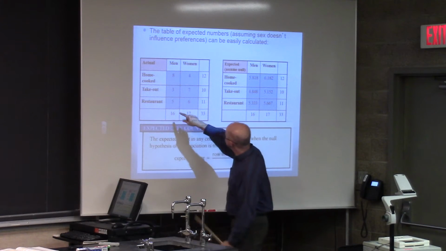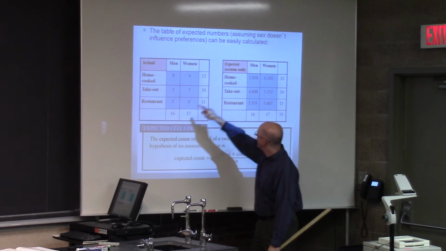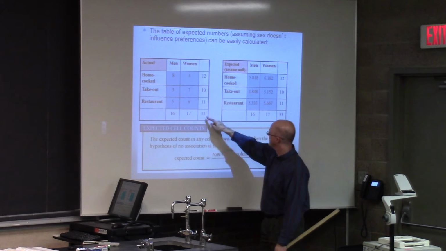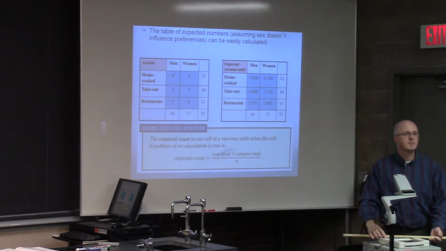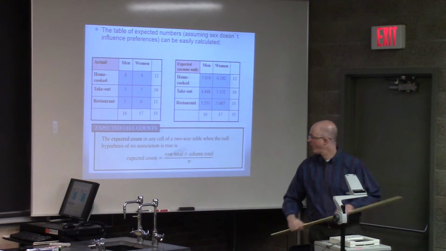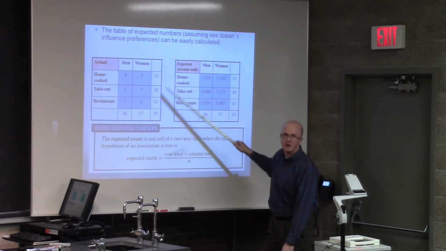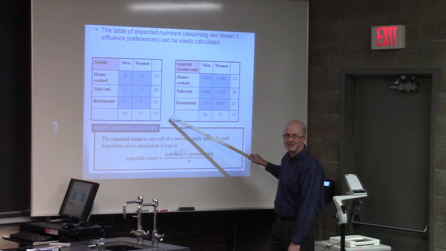If you now take 16, the column total for the number of men, that's the total number of men, and multiply times the fraction 12 out of 33, that would give you, if you think about it, the expected number of men who would prefer home cooked if the true proportion of men who prefer home cooked was 12 out of 33. Say that again? Catch that? I know I said it fast.